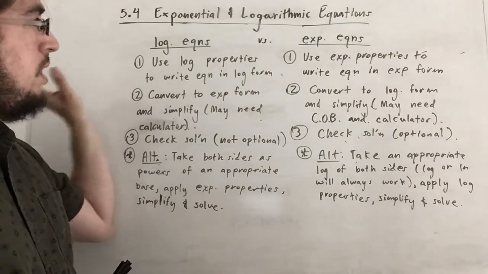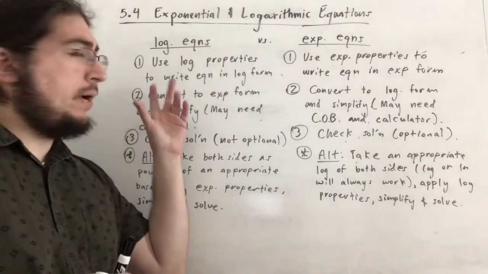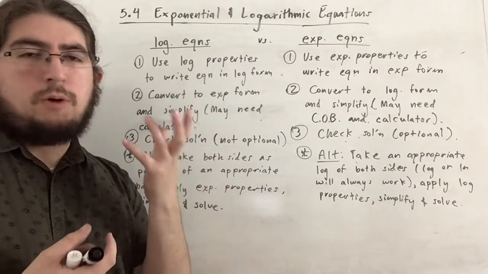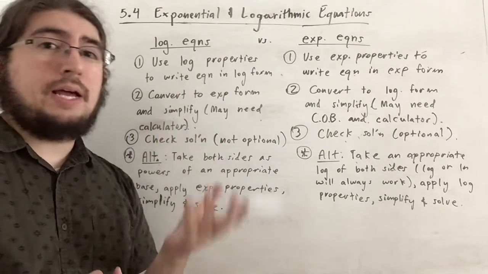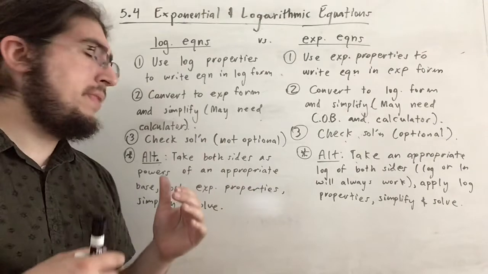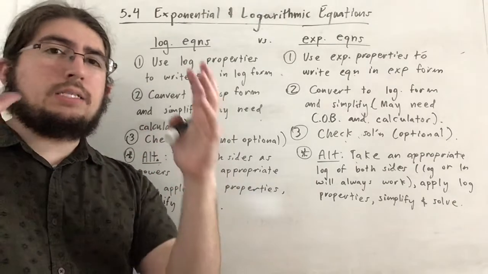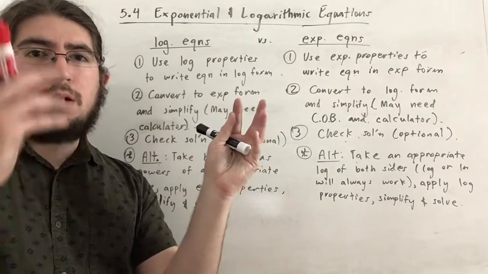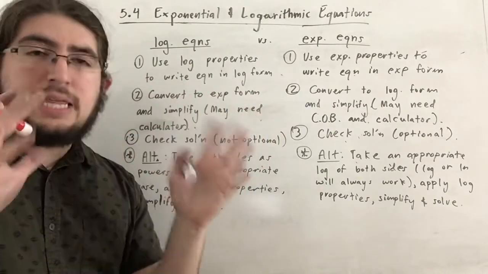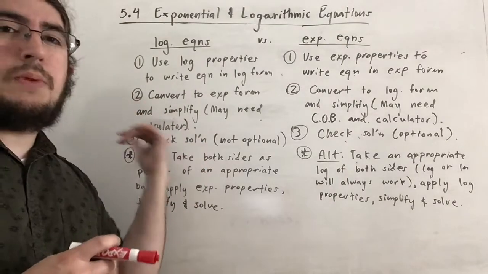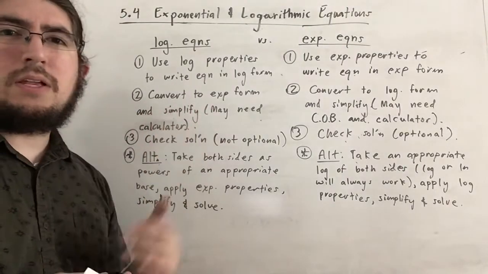So here I say use logarithm properties to write the equation in logarithmic form. If it's a logarithm equation, you can tell right away because it'll have either an ln or a log base, whatever. Then you can simplify it using logarithmic properties to write it as a log of something equals a number, log base something of something equals a number. That's logarithmic form.